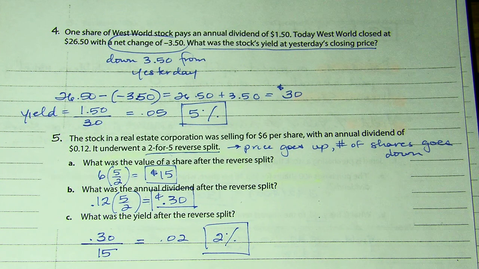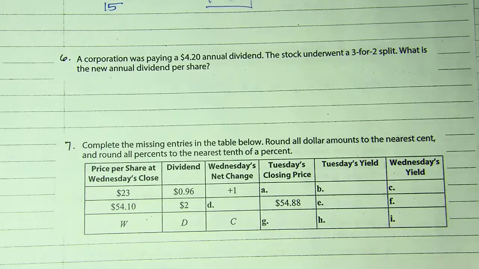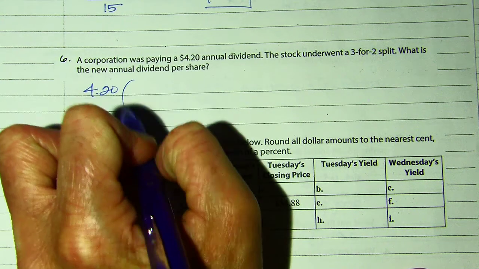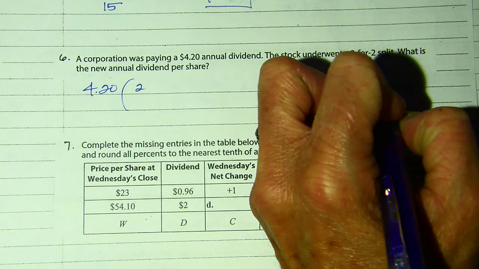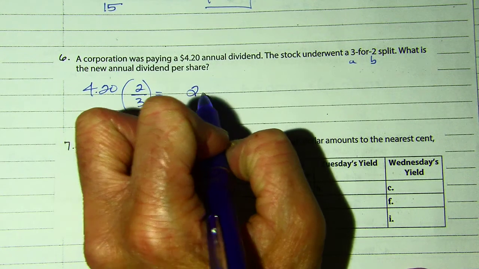All right, number 6. A corporation was paying $4.20 annual dividend. The stock underwent a 3-for-2 split. What is the new annual dividend? Remember, when it comes to price, you do the B over A. So 2 over 3, which would give me $2.80.